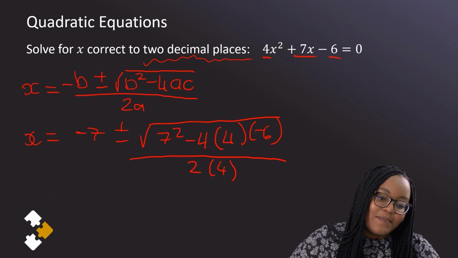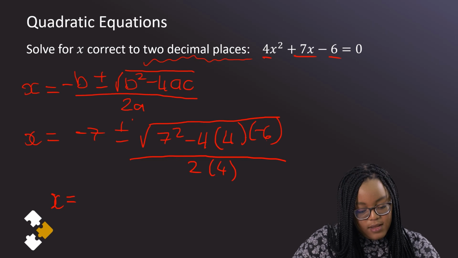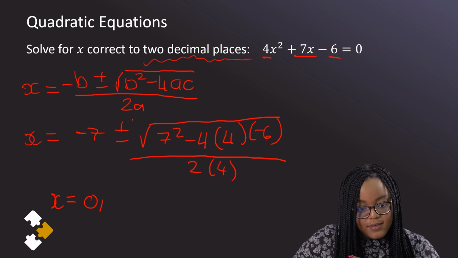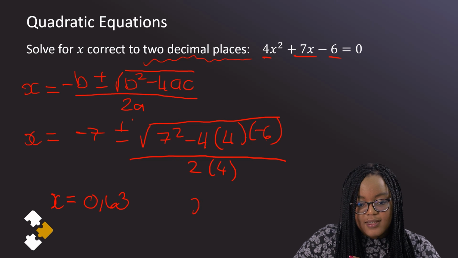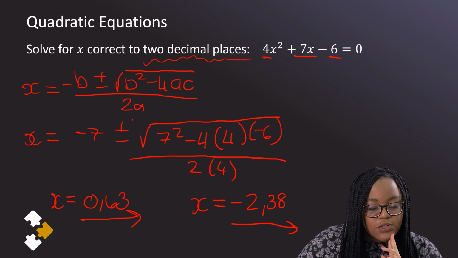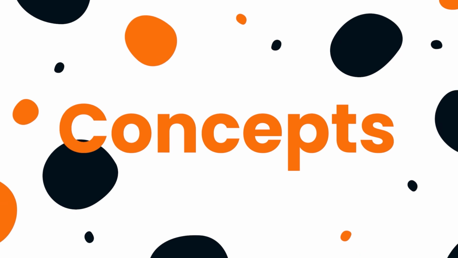If we plug this into our calculator, we're going to have to plug in 2 values, one where we're adding this root and one where we're subtracting this root. In the first instance, we're going to get a value of 0.63. In the second, you're going to get a value of x is equal to negative 2.38. And this is the solution to your problem correct to 2 decimal places.